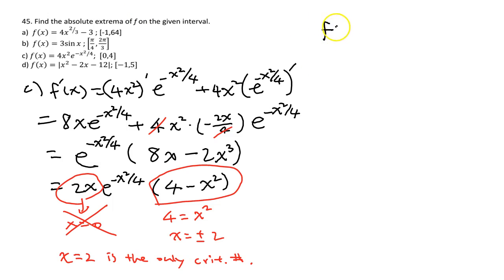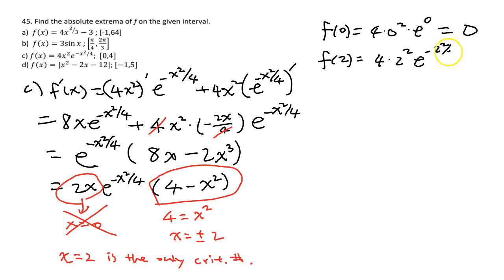Now evaluate the function at 0, because that's the boundary. That's 4 times 0 squared times e to something, and 0 times anything is 0, so that's 0. What's f of 2? F of 2 is 4 times 2 squared times e to the negative 2 squared over 4. 2 squared is 4, and 4 times 4 is 16. 16 times e to the negative 4 over 4, which is e to the negative 1, so it's 16 over e. And f of 4 is 4 times 4 squared, which is 16, times 4, which is 64.